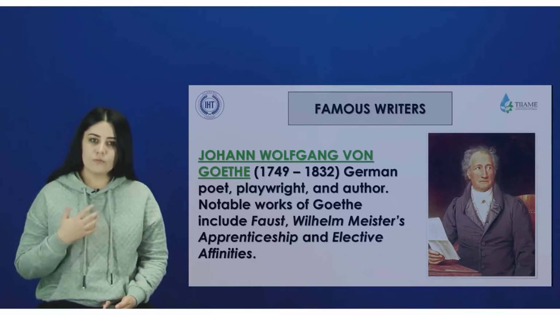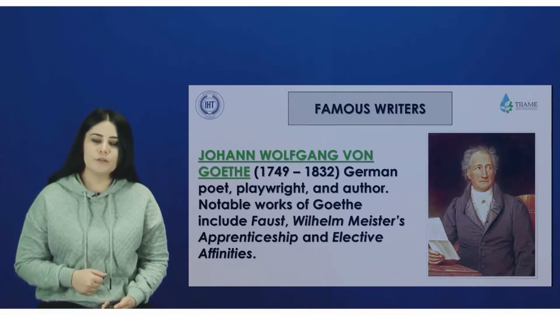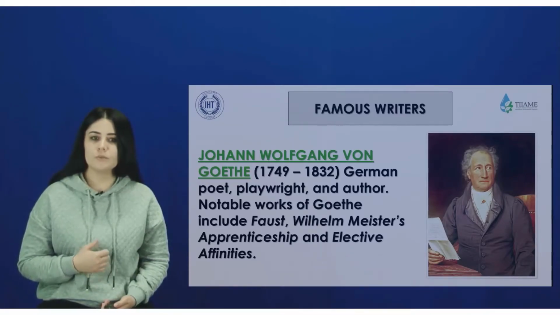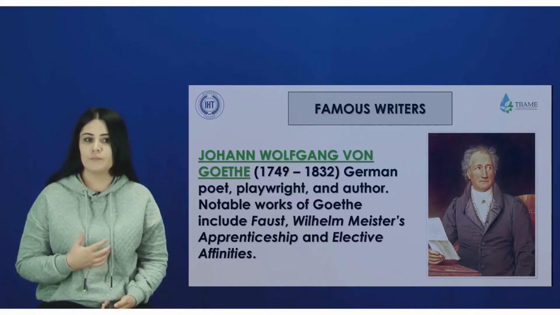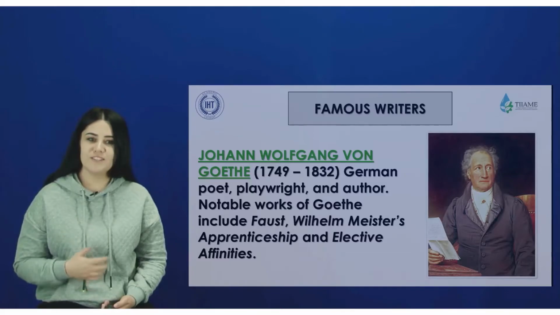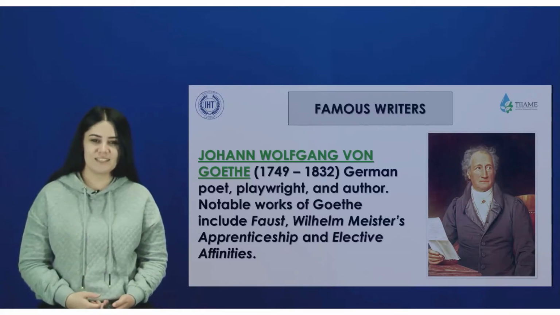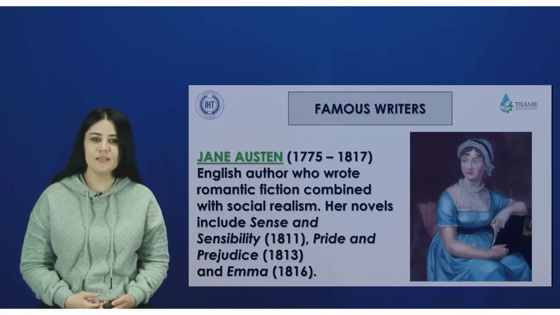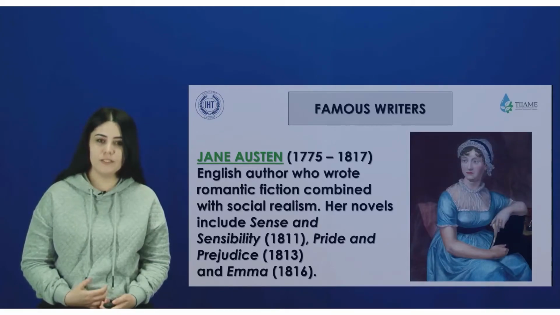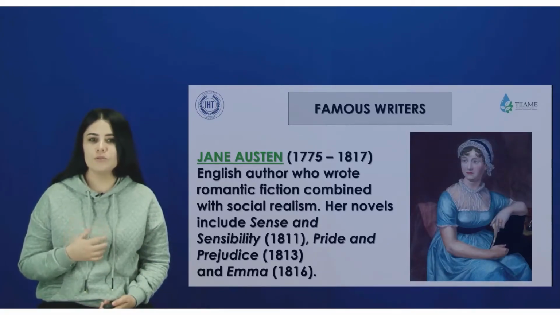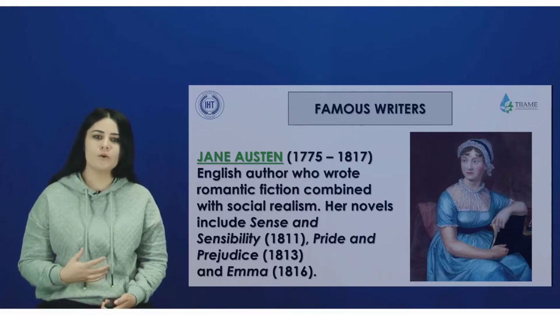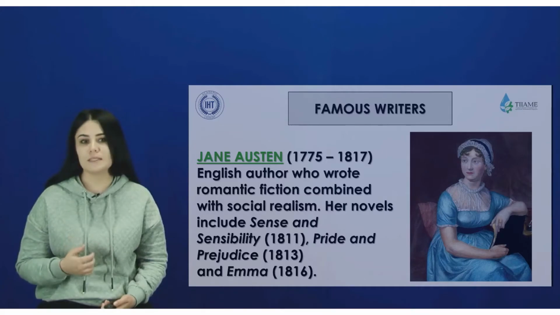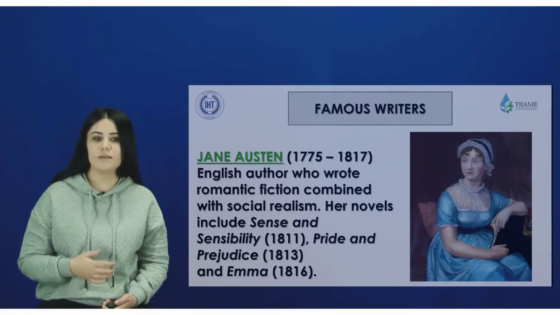Johann Wolfgang von Goethe, German poet, playwright, and author. Notable works of Goethe include Faust, Wilhelm Meister's Apprenticeship, and Elective Affinities. Jane Austen, English author who wrote romantic fiction combined with social realism. Her novels include Sense and Sensibility, Pride and Prejudice, and Emma.